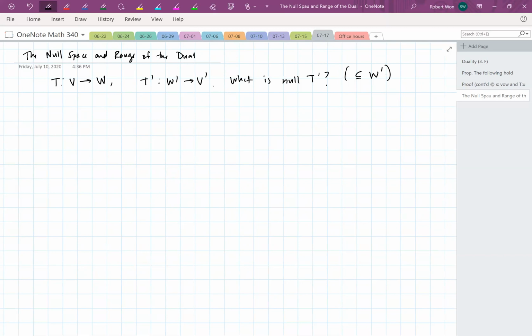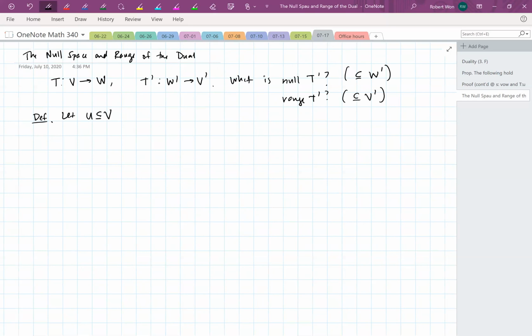It doesn't seem like there's going to be an obvious connection to the null space of T, for example, because the null space of T is in V, but the null space of T dual is in W dual, right? And then what is the range of T dual? And this is going to be a subspace of V dual. Right, so we can't expect something like, oh, you dualize the null space to get the null space of the dual, because it will live in the wrong place. But we will be able to understand what these things are, right? It's just going to be maybe not so intuitive. So in order to understand this question, I need the following definition.